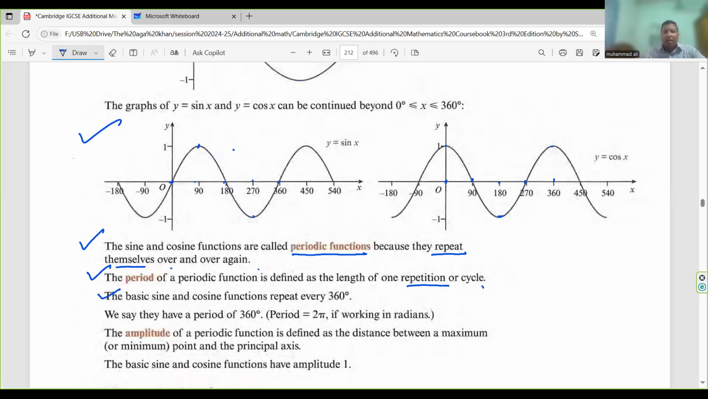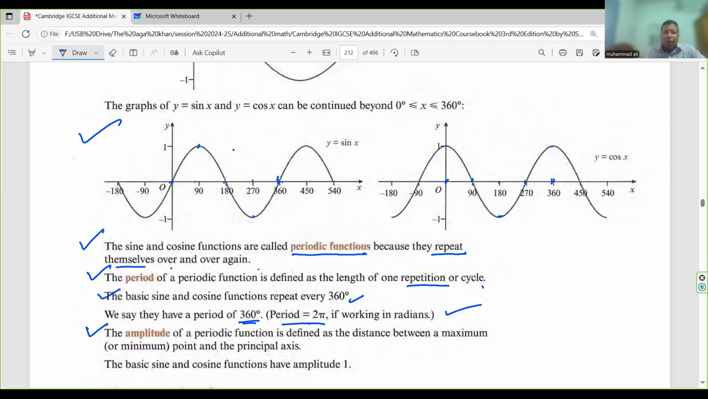The basic sine and cosine functions repeat every 360 degrees. If you observe, you will see after 0 to 360 degree, it will repeat again. Cos x graph also, 0 to 360 degree, after that it will repeat again. So we say they have a period of 360 degree, or if working in radians, period equals 2 pi.